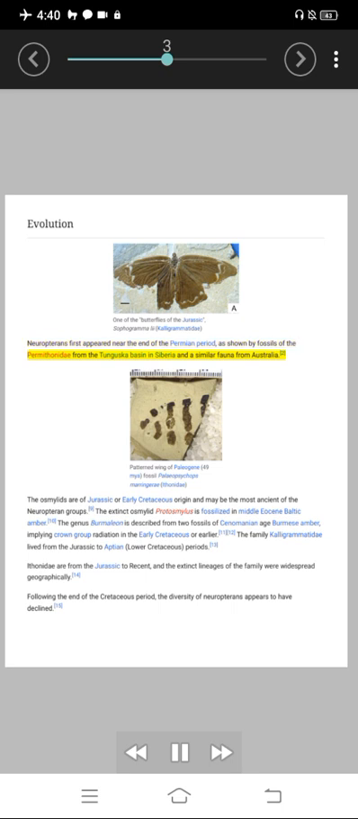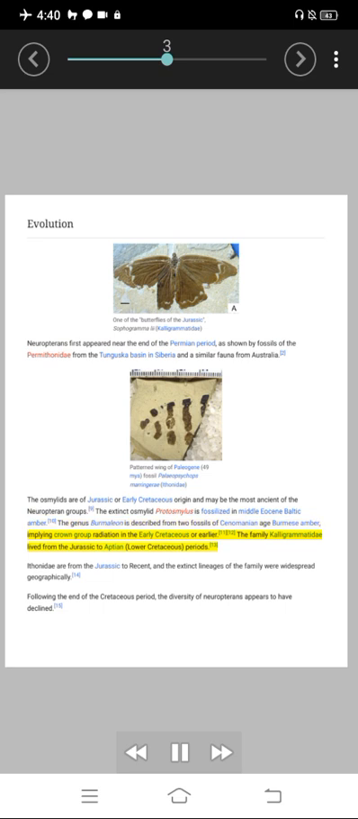Patterned wing of Paleogene fossil Palaeocycops maringerae, Ithonidae. The osmilids are of Jurassic or early Cretaceous origin and may be the most ancient of the neuropteran groups. The extinct osmilid Protosmilus is fossilized in Middle Eocene Baltic amber. The genus Burmalion is described from 2 fossils of Cenomanian age Burmese amber, implying crown group radiation in the early Cretaceous or earlier.